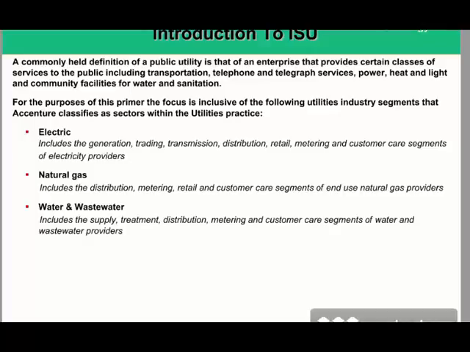This particular topic is about introduction to SAP ISU. The first slide gave the definition of utilities. So what does utility actually mean? Utility means the services like transportation, telephone, telegraph, electricity, natural gas, water and wastewater. But for all practical purposes, when we say SAP ISU, we actually mean electricity, natural gas and water and wastewater services.